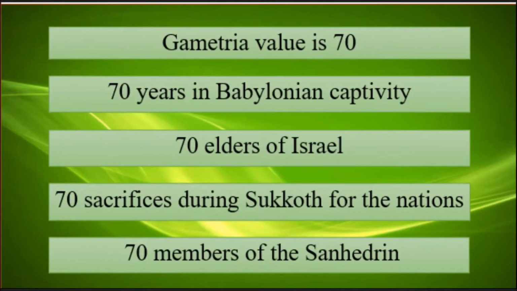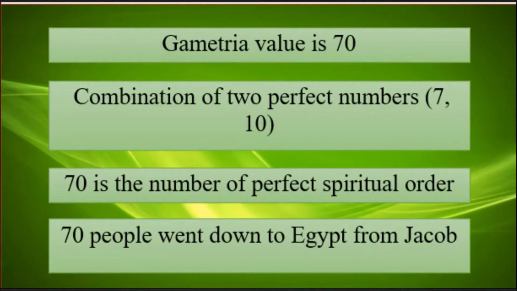The gematria here for Ayin is 70. There were 70 years in Babylonian captivity. There were 70 elders of Israel. 70 sacrifices during Sukkot for the nations. There were 70 members of the Sanhedrin. It's the combination of two perfect numbers, 7 and 10. So we see the importance of 70 in the scripture.